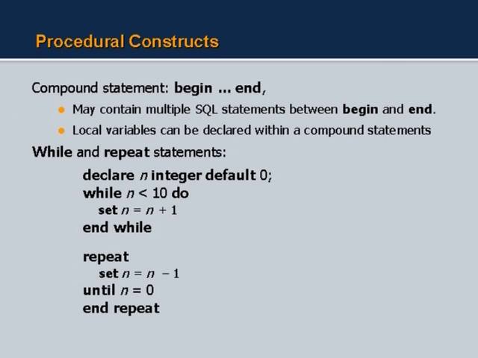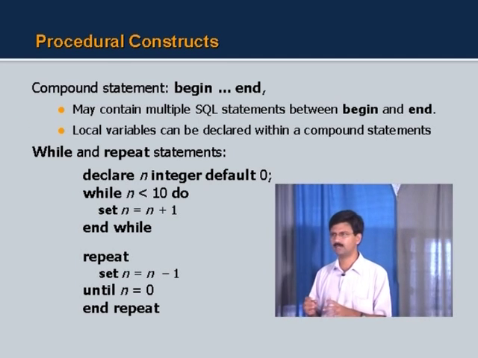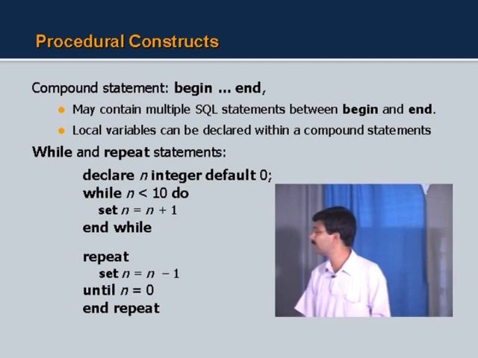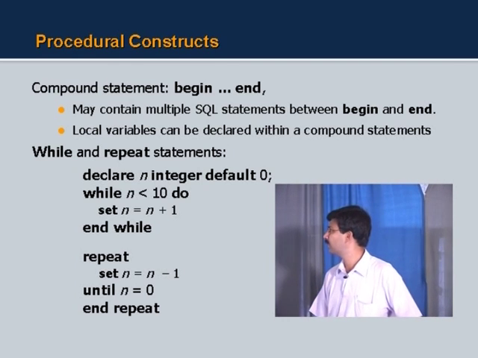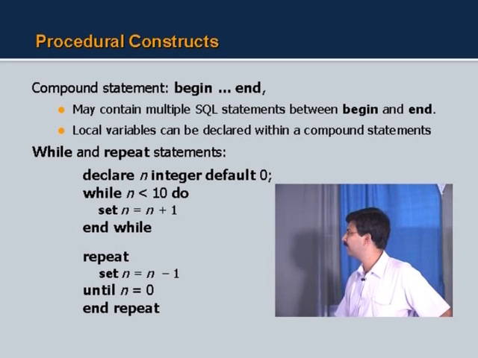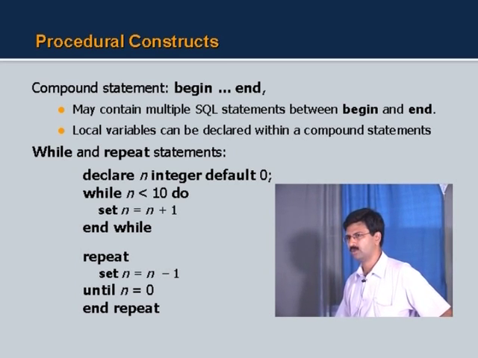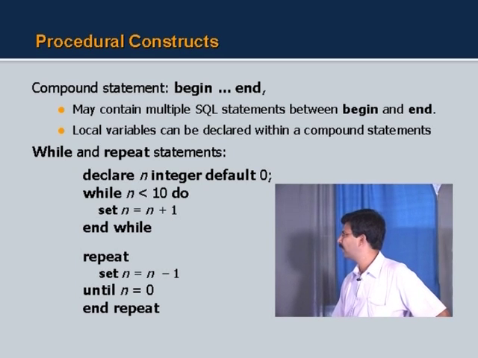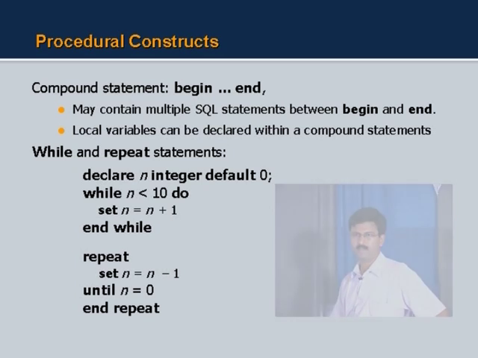So now, what are the procedural function things it supports? We have seen the functions and procedures, but within that, there are loops. While loops are shown here. While n less than 10, you can say set n equal to n plus 1, where n is integer. So you can have a repeat until end repeat. You can have a begin end, which is a compound statement. Everything between the begin and end is a single statement. Note that this begin is different from the begin we used yesterday to start a transaction.